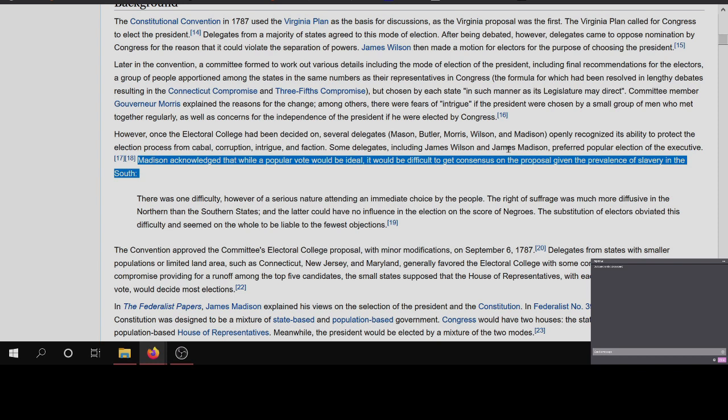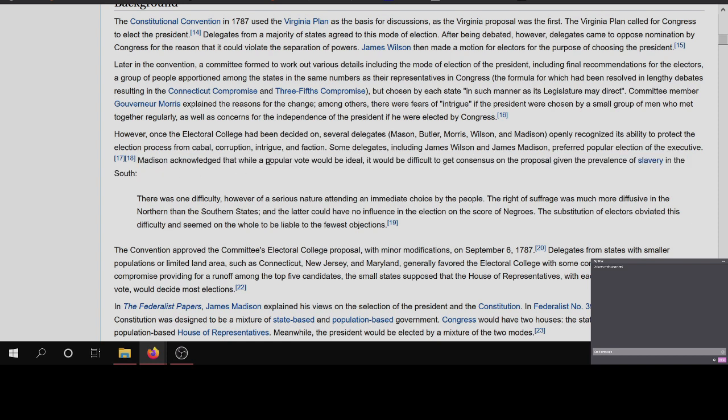Too bad we don't have a hyperlink, so we could actually read more about him. But he does come up more in U.S. politics later on. But this is what he believed about the popular vote, because of the prevalence of slavery, which corresponds with the Three-Fifths Compromise.